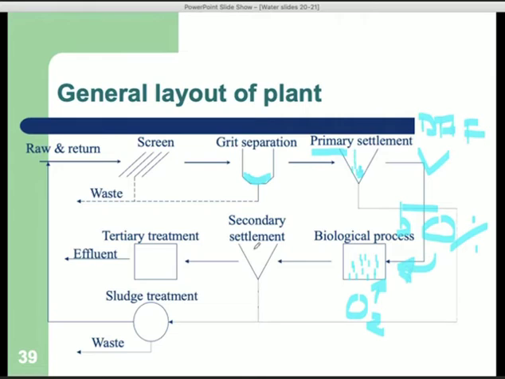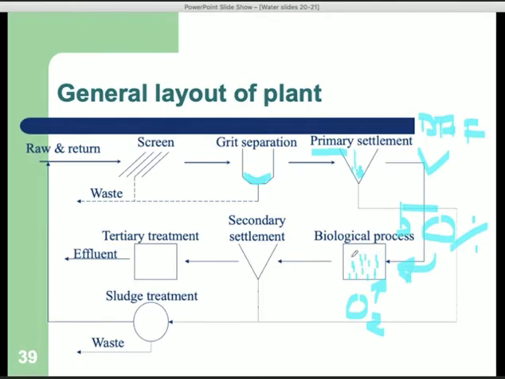Oh, I see. Okay. The function is simply that the bacteria that you put in that biological process are aerobic bacteria. So they need oxygen to digest the food, the same as you and I need to breathe to digest the food that we are taking in. So it's an aerobic process.